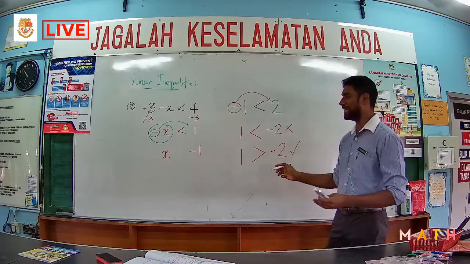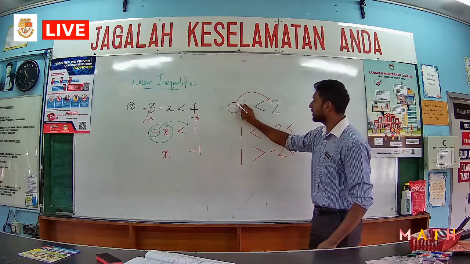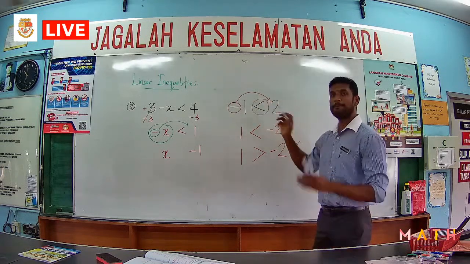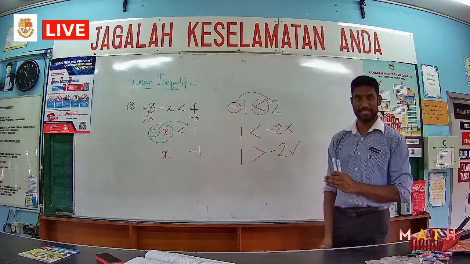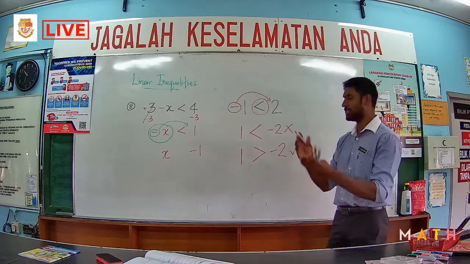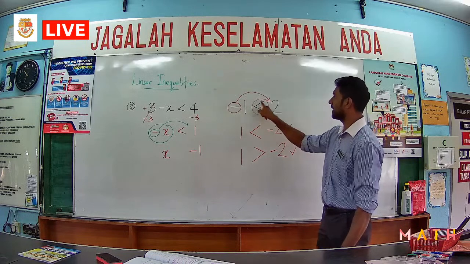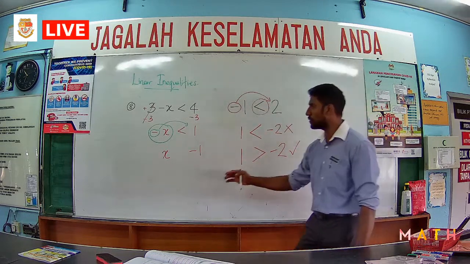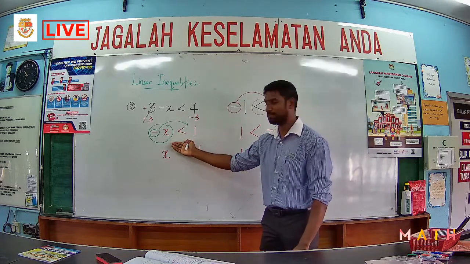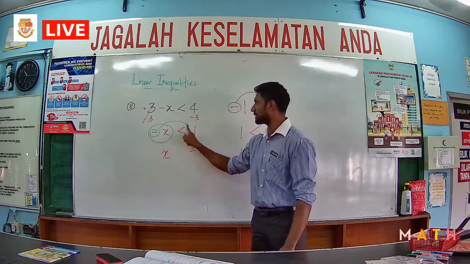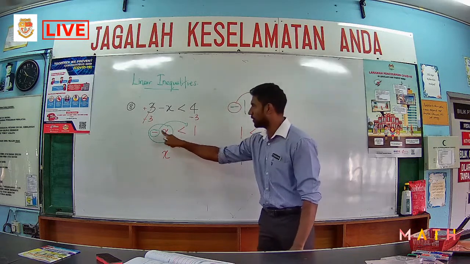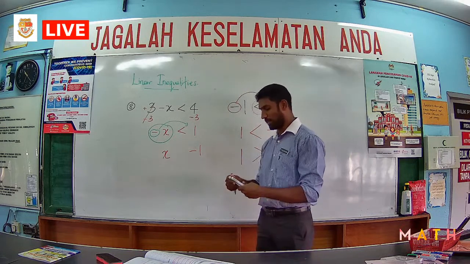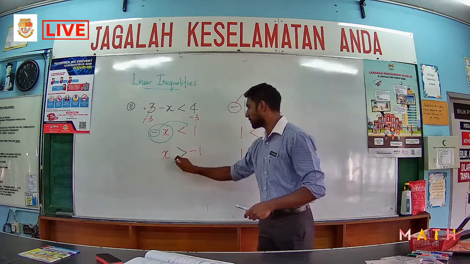So what we understand here is, if we transfer the negative to the other side, the symbol must be changed to the opposite direction. Just now, it is less than, so the final answer will become more than. So we apply the same idea here. Just now, negative x less than 1. You already transfer the negative to the other side. So now the x will be more than negative.